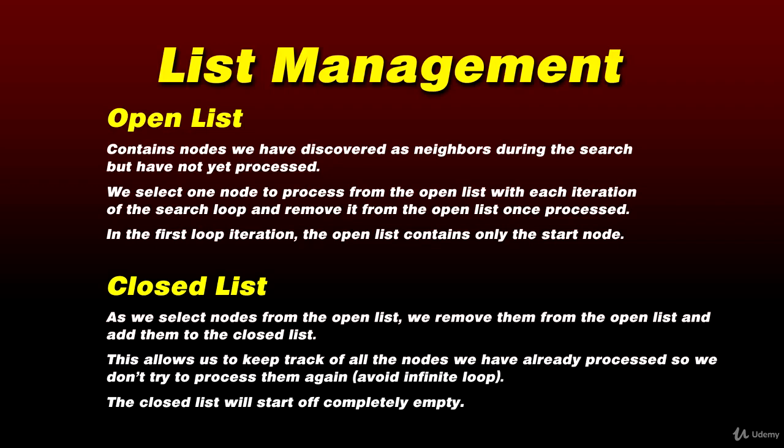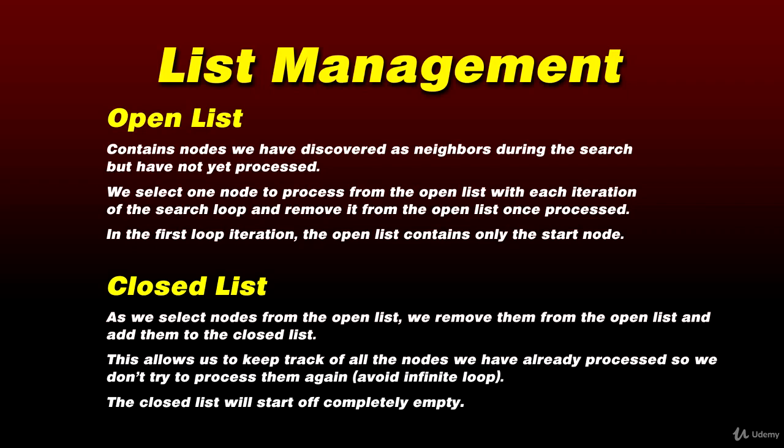As we process a node from the open list, we're going to remove it from the open list and add it to the closed list. Now, as a single node may be a neighbor to multiple other nodes, the closed list stops us from processing the same node multiple times and getting stuck in an infinite loop. When we discover a neighbor, we can simply check if it's in the closed list already, and if it is, we know we've already processed it and we can skip its processing.